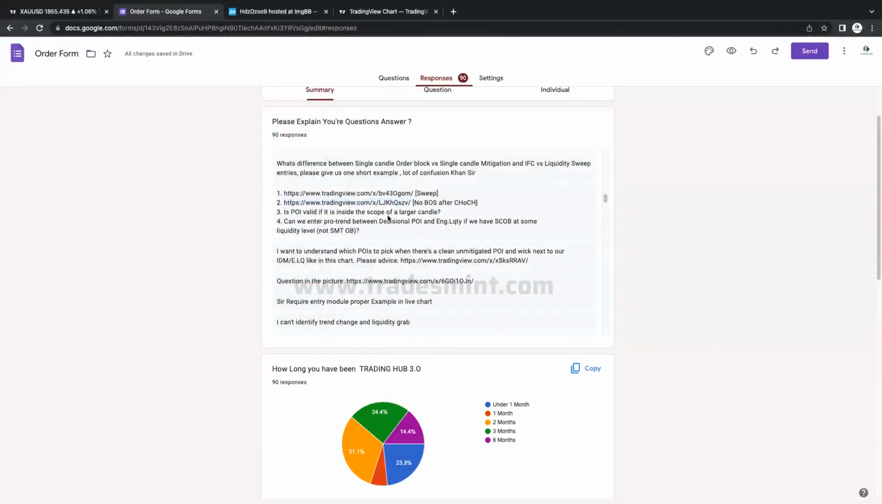Is a PY validator inside the scope of a larger candle? Is it a larger candle which also took out the liquidity? You can also use a small candle, but those candles act like a single candle order flow; liquidity must be there. Can we enter pro trend between decision and PY? Yes, sir, you can. Yes, sir.